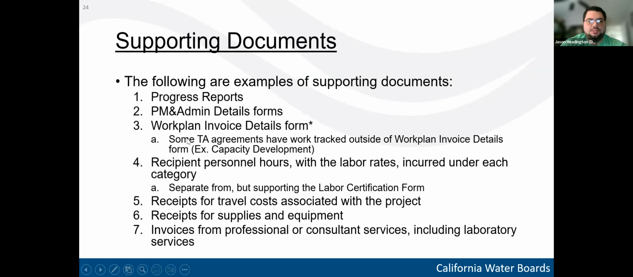There are some exceptions to this, such as if your agreement has multiple administrative categories, or if you are participating in capacity development work, you might be tracking the specifics of item three differently, or item two. But on average, you'll have one of these and then multiple of these, item three.